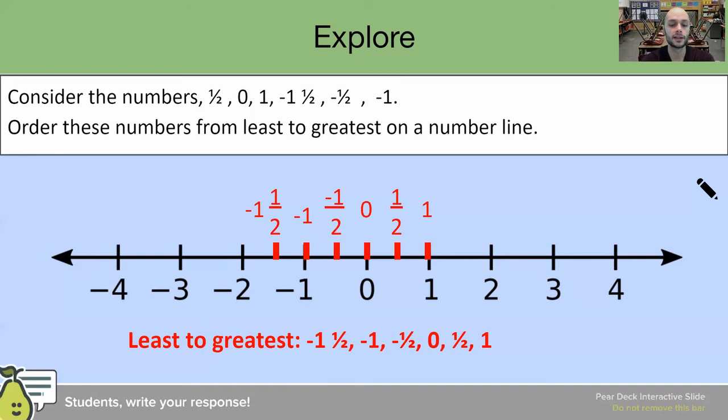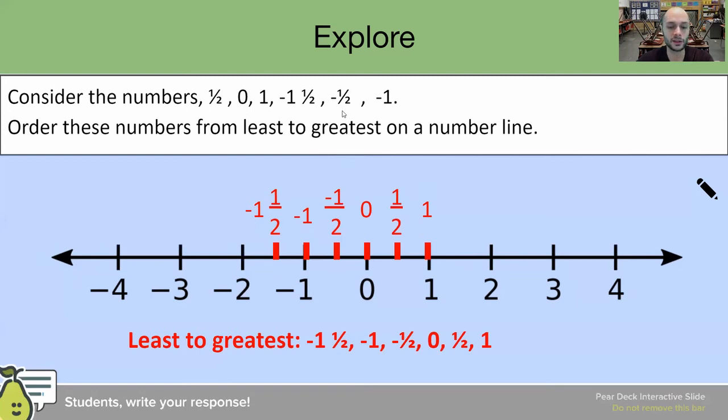Okay, welcome back. If you said that this answer is correct, then you are also correct. Good job with this one. So let's take a look a little bit more closely at what this student did. 1/2 goes directly between 0 and 1 because it is halfway to 1. 0 is placed directly on top of 0. 1 is placed directly on top of 1. Negative 1.5 is placed between negative 1 and negative 2, and the reason for that is it is halfway to the negative 2. That's why we are at negative 1.5.